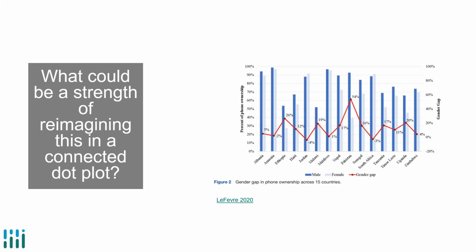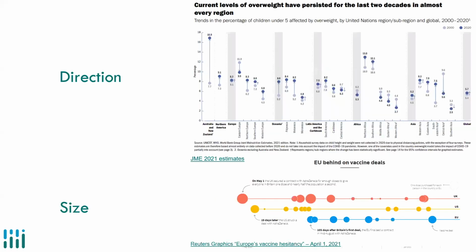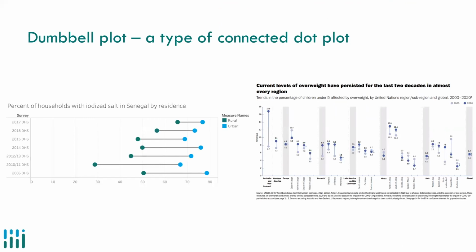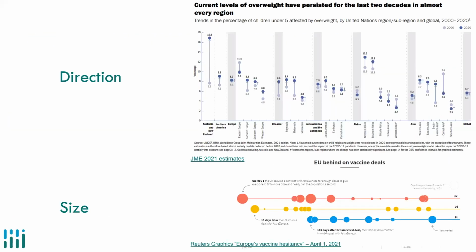You can imagine that this could be reworked as a dumbbell plot, where there is a male and a female dot that represents those estimates. And then the gender gap is represented by the line that connects the dumbbell plot, like the graphs on this slide.